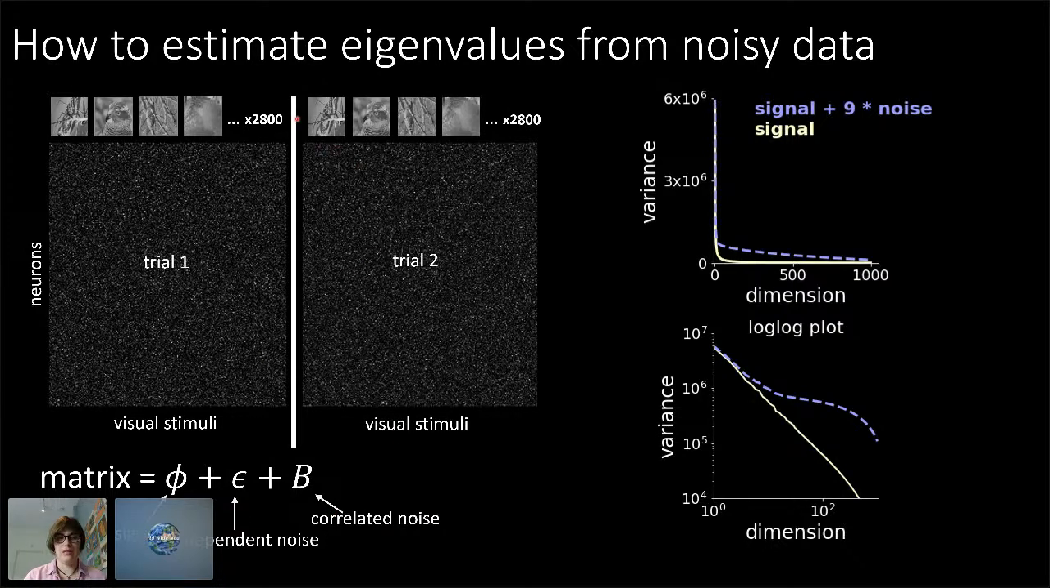And so we can't just do it with one trial. We need at least 2 trials of data. And so we show the same 2800 stimuli twice. And we use this second trial to help cross-validate our eigenvalues. So I'll go through the way that this cross-validation works.